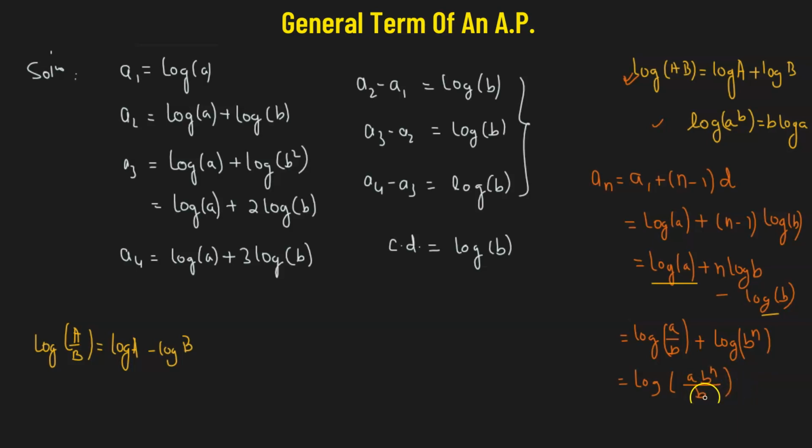And if we take the b from the denominator and combine it with the b in the numerator, this is going to give us the nth term, which will be equal to log of a times b raised to the power of n minus 1. So this is the nth term of the given sequence.